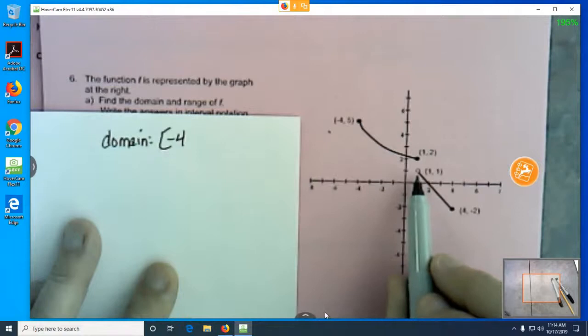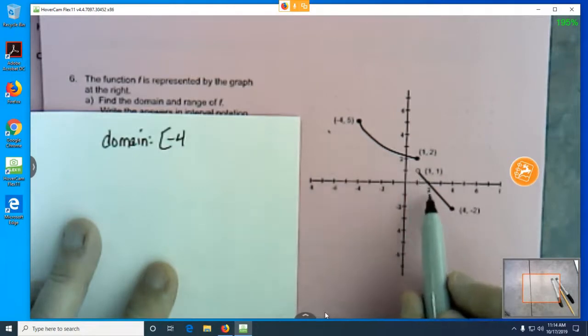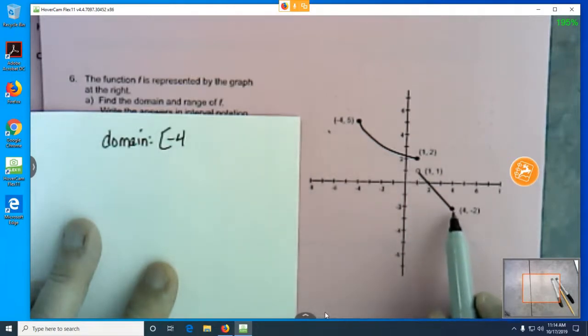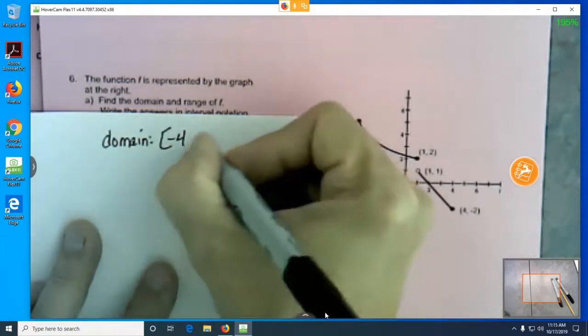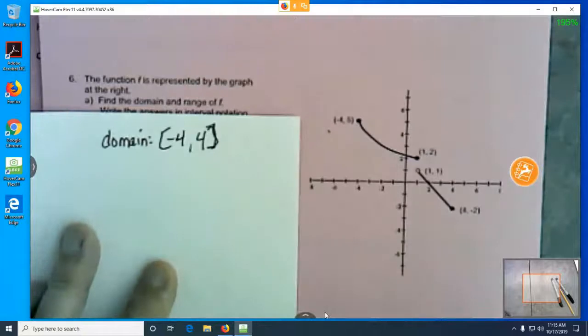At this point, it drops down to here. So there's no gap in the domain there because it goes right from this point down to this point. And then it goes along and it stops at this one. The x value for that one is 4. So our domain is going to be from -4 to +4.